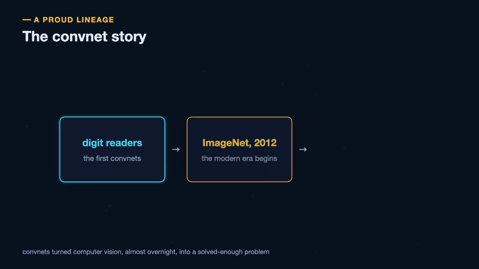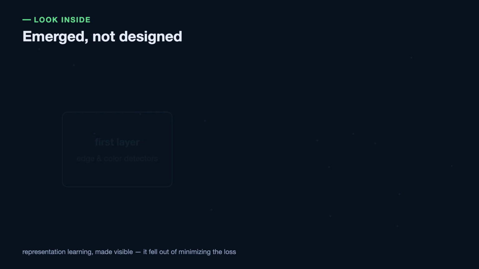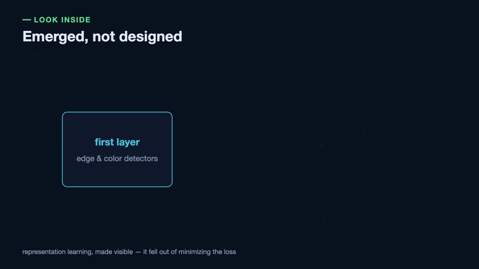This idea has a proud lineage. From the first small handwritten digit readers, to the network that stunned the field on ImageNet in 2012 and launched the modern era. Then ever deeper designs made trainable by skip connections. Convolutional networks turned computer vision almost overnight into a solved enough problem.